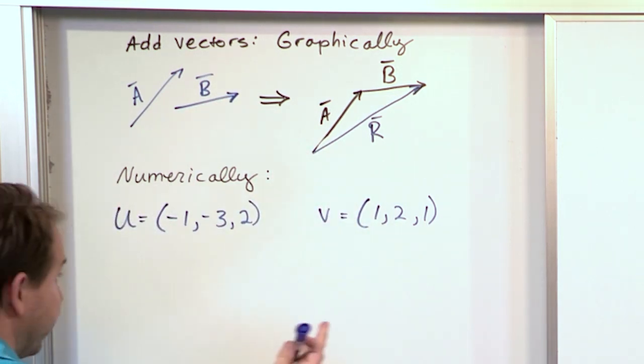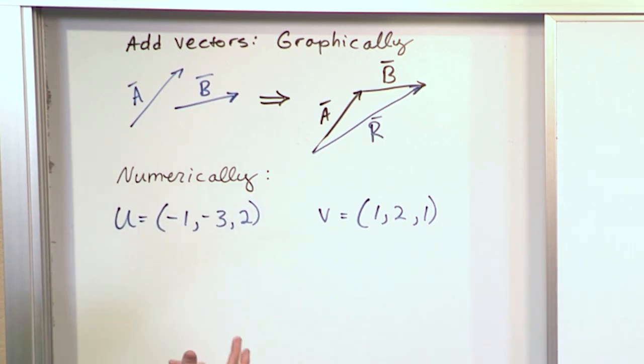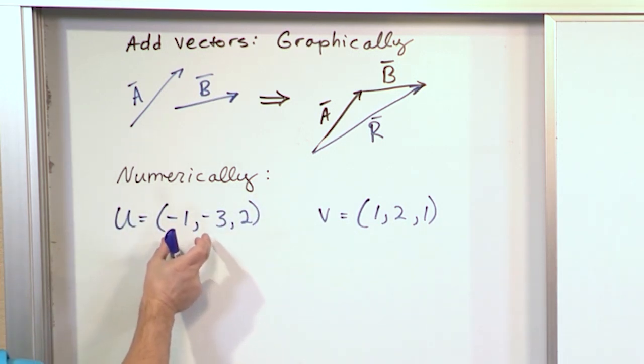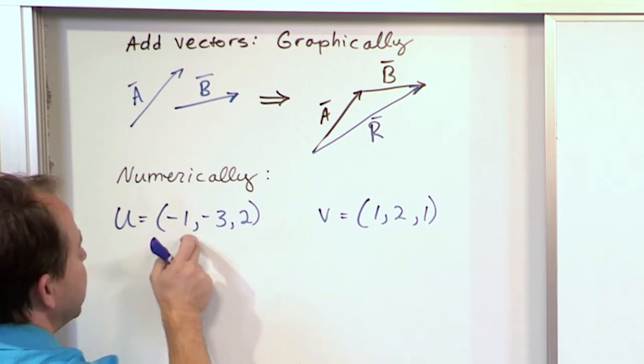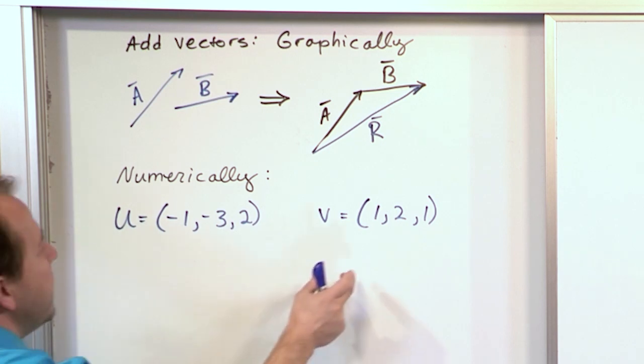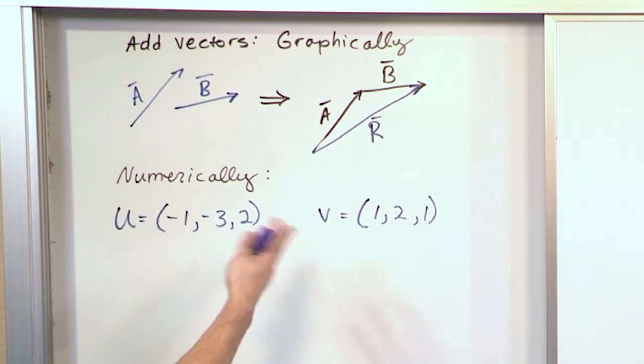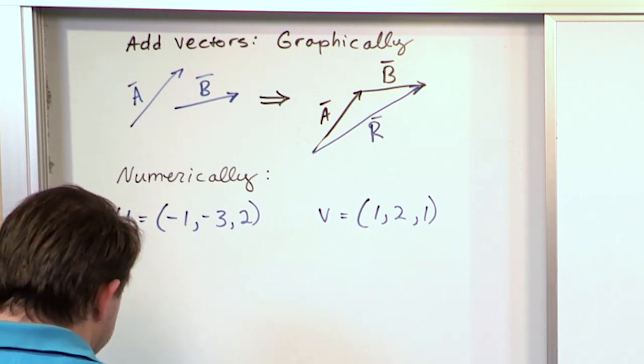So, and also keep in mind, I'm writing them as numbers with commas, but you already know by now that you can also represent it as a column matrix, -3, -1, -3, +2. And this one will be 1, 2, and 1. We can represent it as a column matrix. I'm just choosing this representation now.